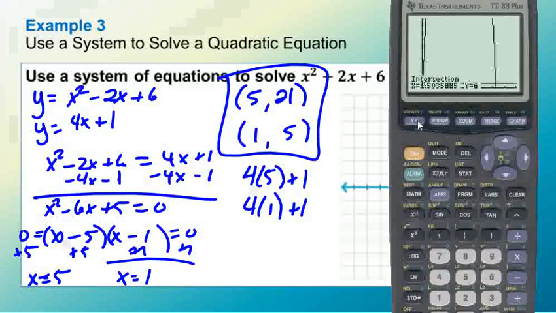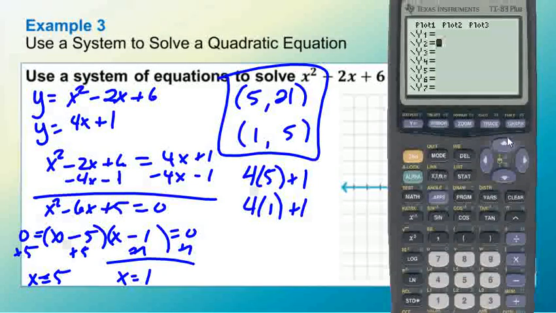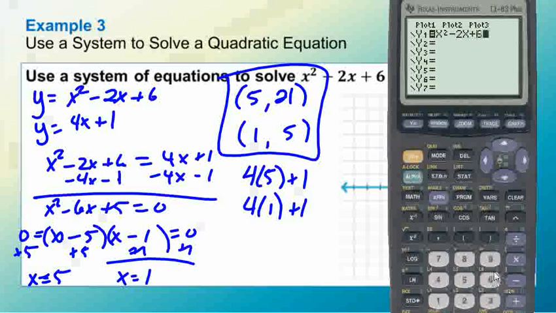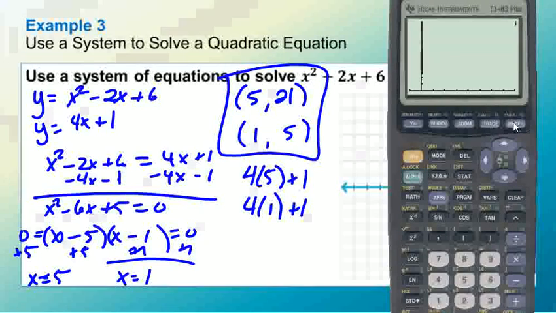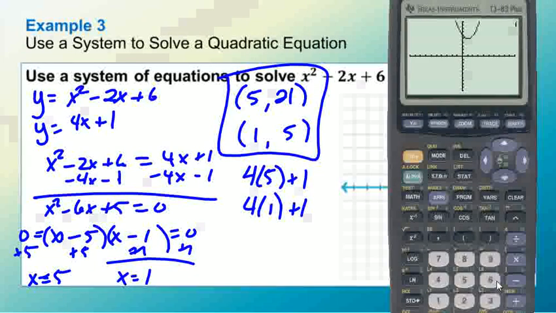I'll turn this on. Y equals, clear what I have here. First one I do x squared minus 2x plus 6. The other one we would do 4x plus 1. And if I were to graph these, let me change my settings here. There's the first one. Here's the second one.